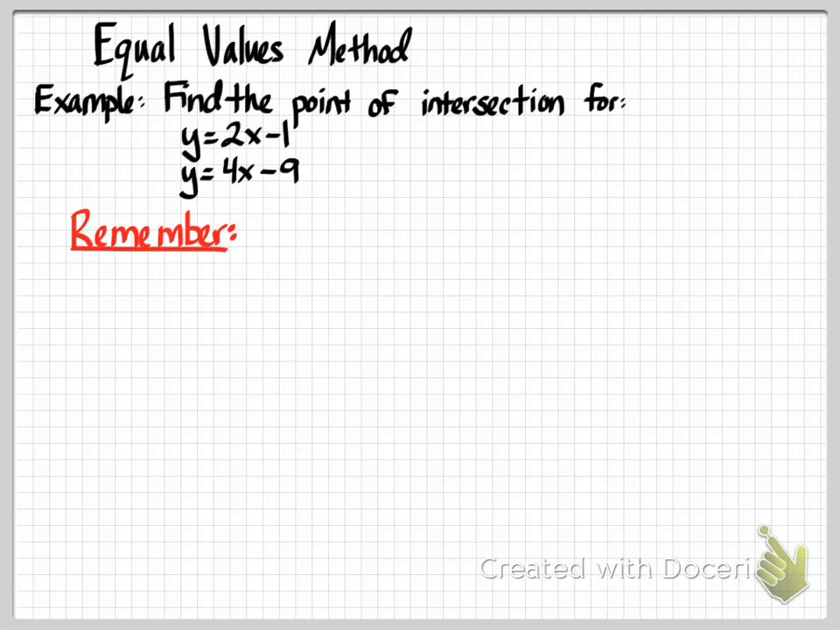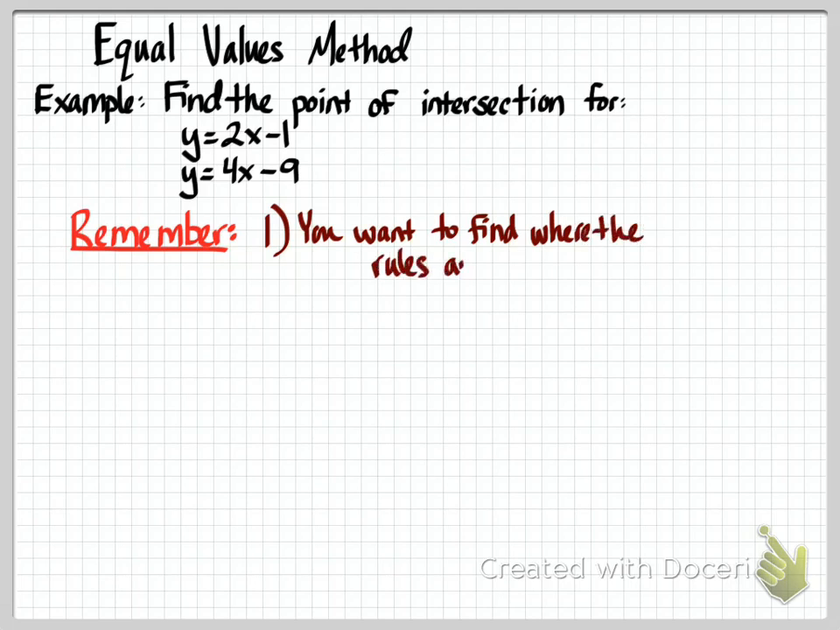So there's two things I want you to remember and write down on your sheet now. The first one is you want to find when the rules are the same. When are the rules the same? That's what a point of intersection is. It means they have the same value at that point.